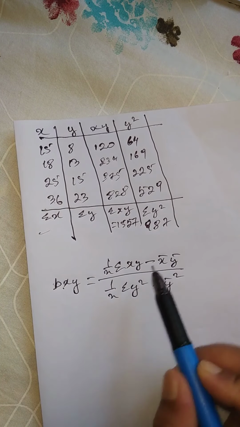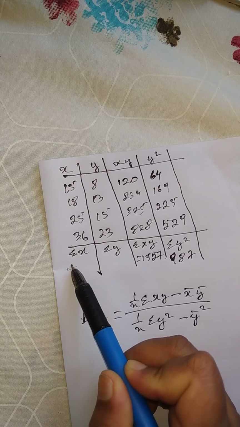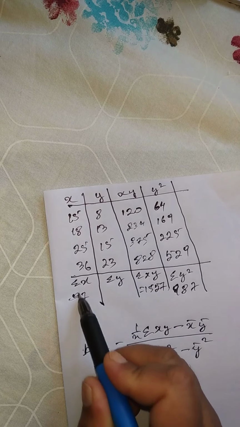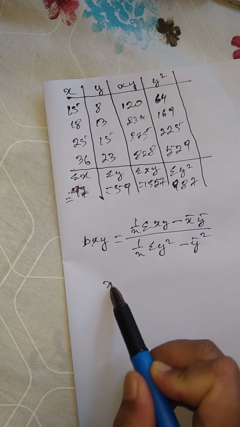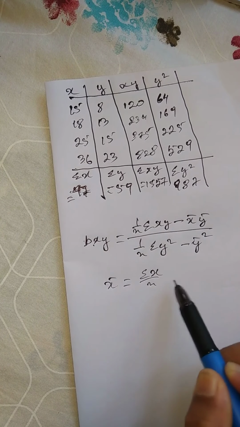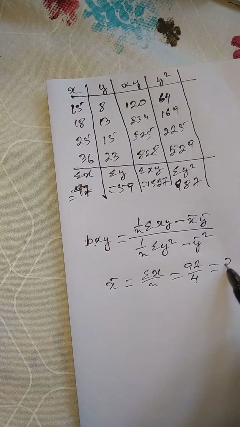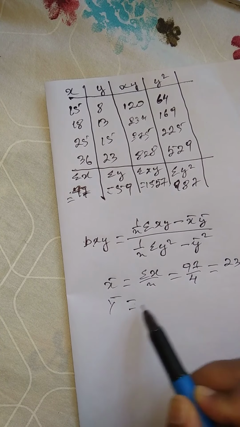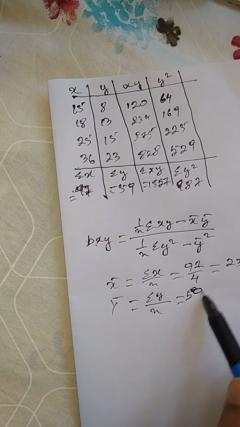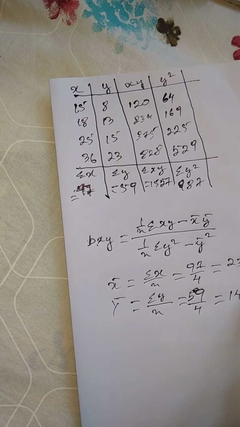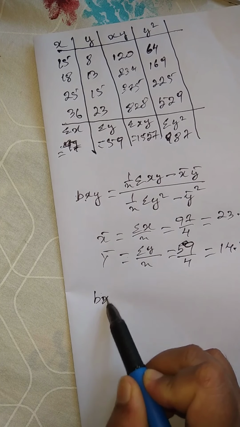Now we also need x bar and y bar. Summation x is 97 and summation y is 59. So x bar equals summation x by n, 97 by 4, which will give us 23.5, and then y bar equals summation y by n, which is 59 by 4, which is equal to 14.75. Now let us apply it in the formula.